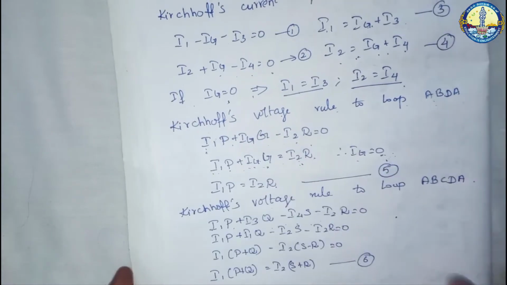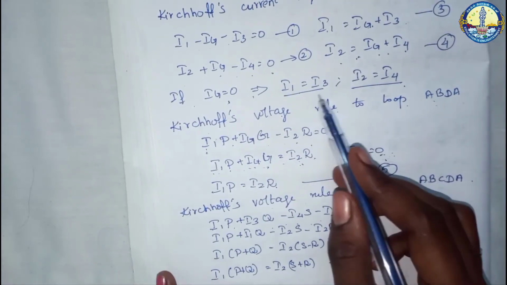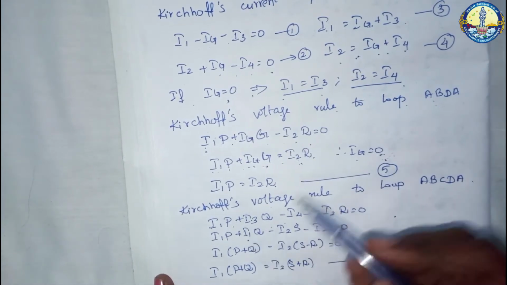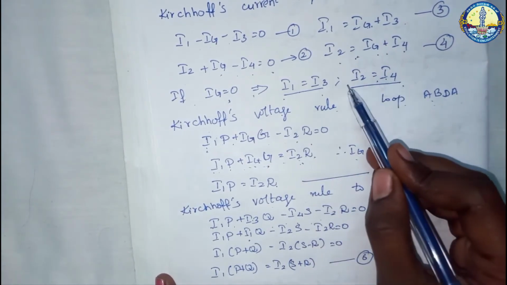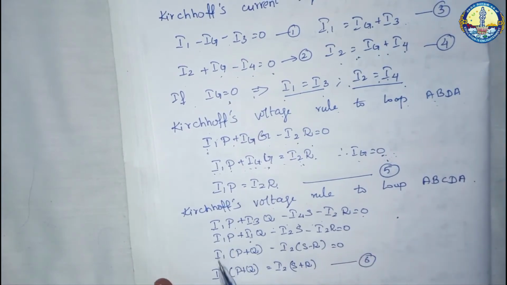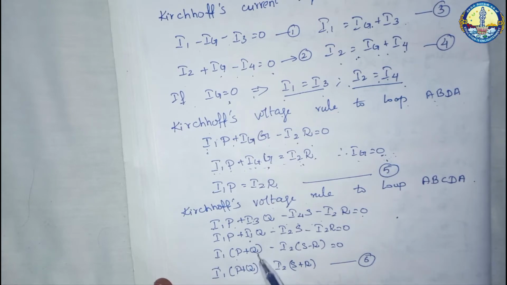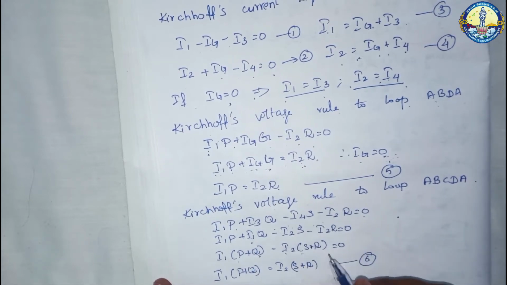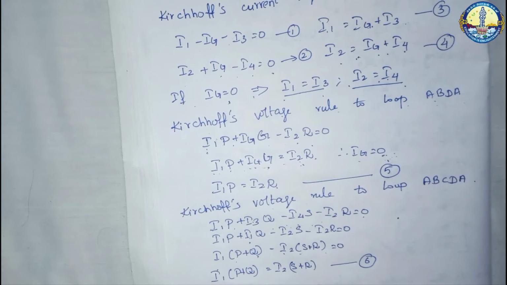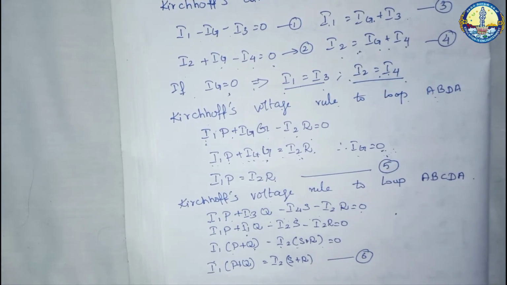Now, here we know that I3 is equal to I1, so substitute I1 instead of I3. Similarly, I4 is equal to I2 in this equation. Now, take I1 common, you will get P plus Q, and I2 is also common, you will get S plus R. Since it is in the opposite direction, you will get I1 into P plus Q is equal to I2 into S plus R.